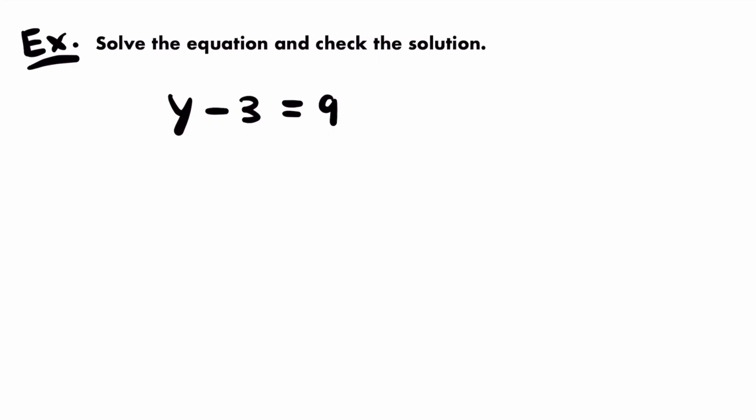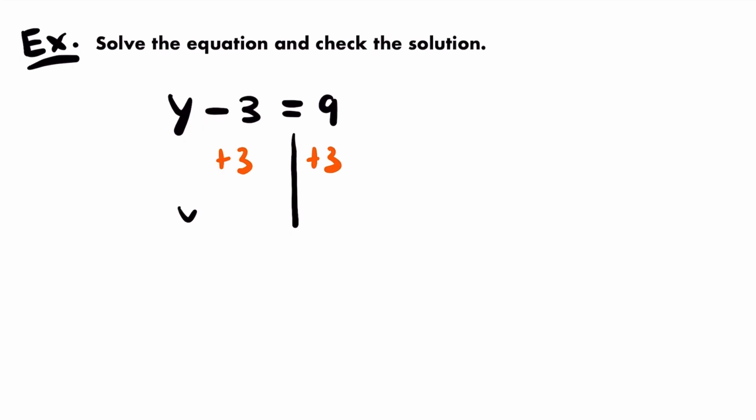And what we want to do is add the opposite of that constant to both sides of the equation. All right, so in this case, that would be positive 3. We want to add 3 to both sides of the equation to solve for y. So let's draw a little divider here. We're going to add 3 to both sides of the equation.